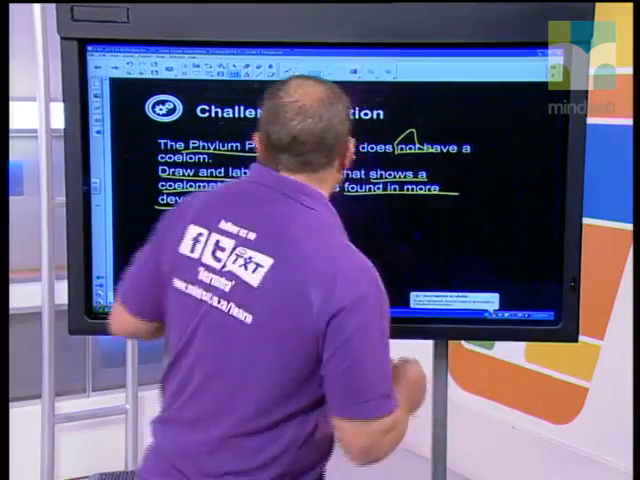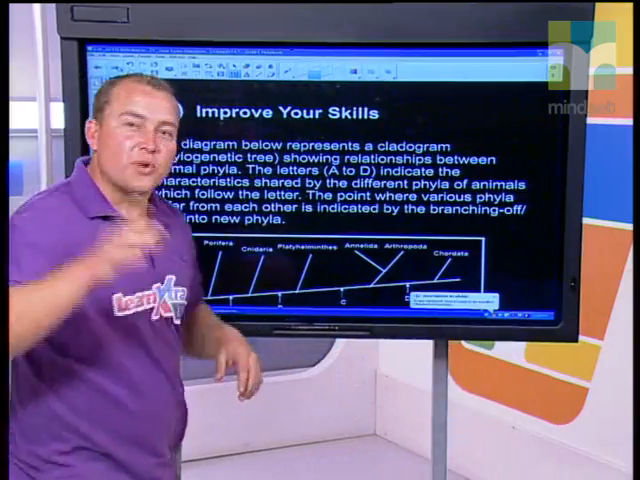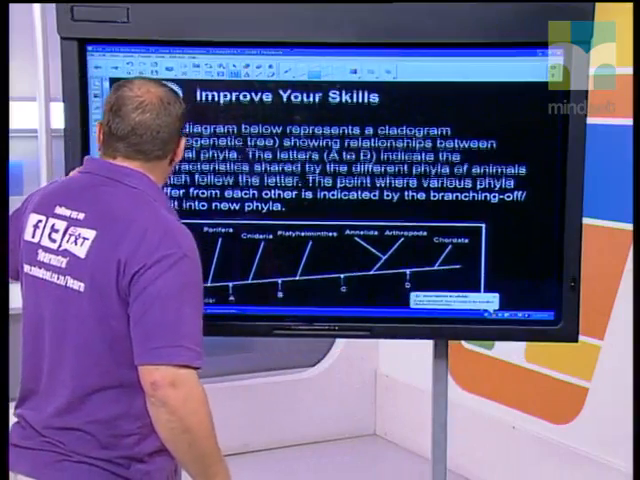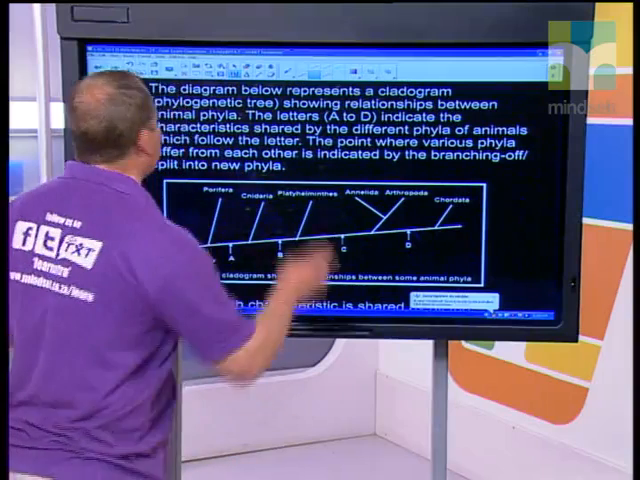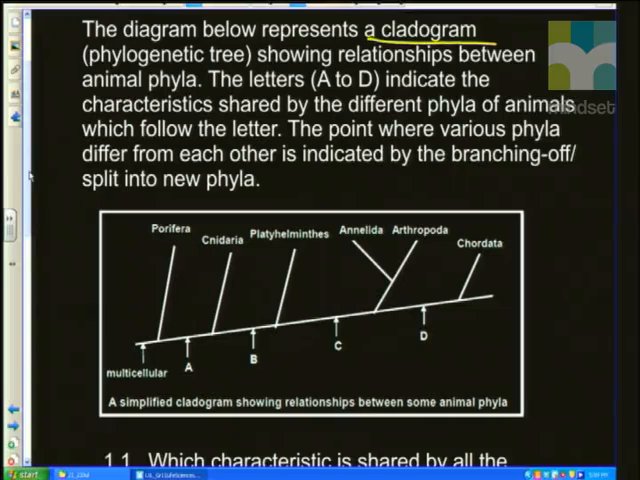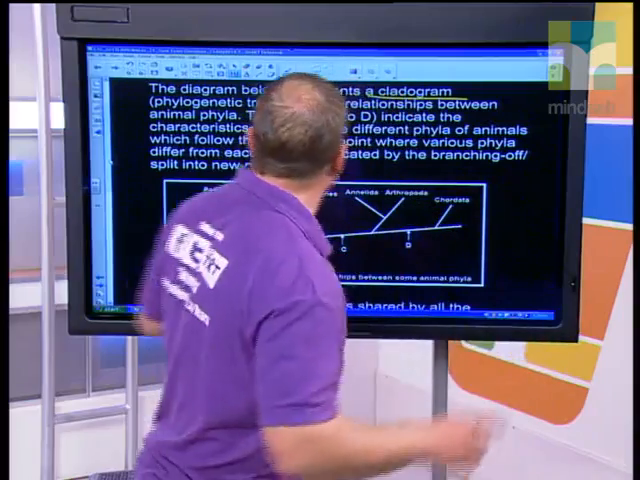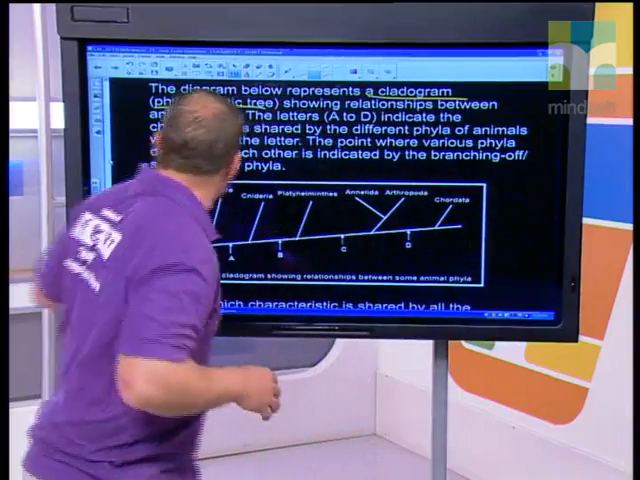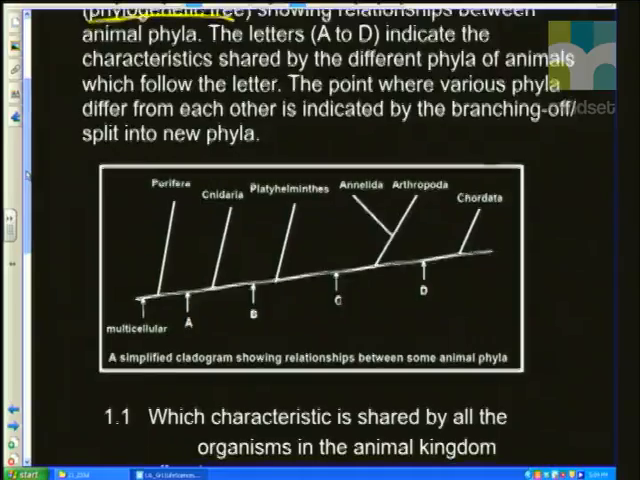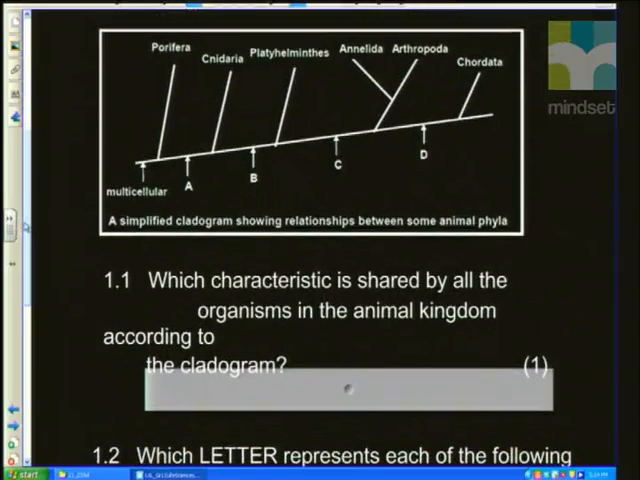Okay, let's go through some questions that we can answer. Now, what we have in front of us, they call it a cladogram. I never get that. I normally call it, plain and simple, a phylogenetic tree. It's a nice, easier way of looking at it. So we have that in front of us, and if you have a look at it, I can bring it up so you can see.